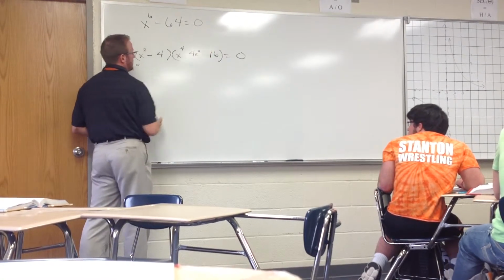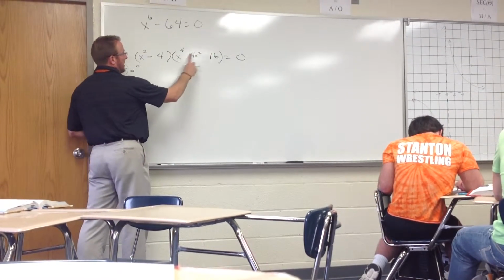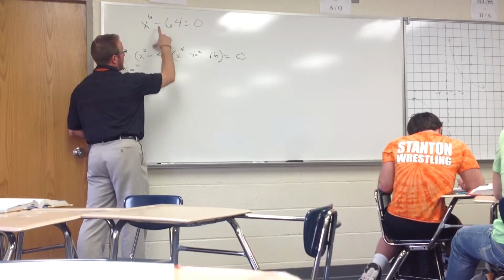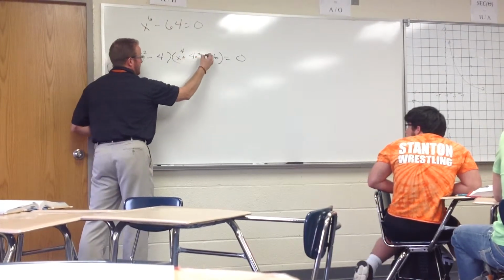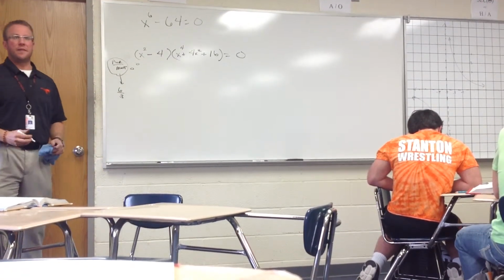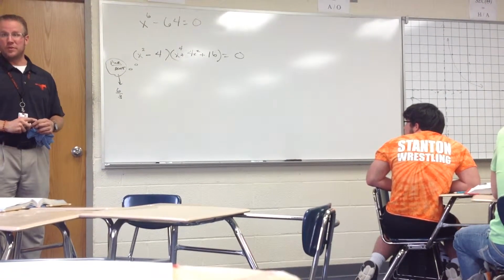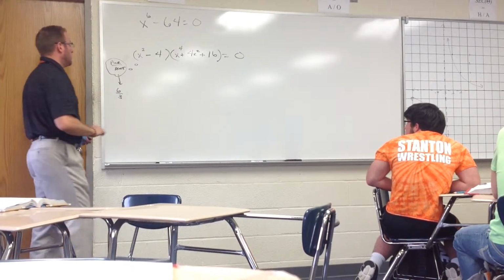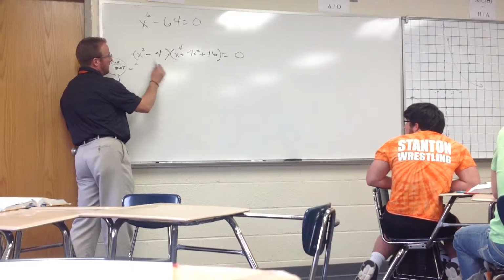4x squared. Let's finish our signs. We know this needs to be the opposite of those two. Add. This one's always a plus. How many roots should we end up with? 6 roots. Cool. Does that look familiar?